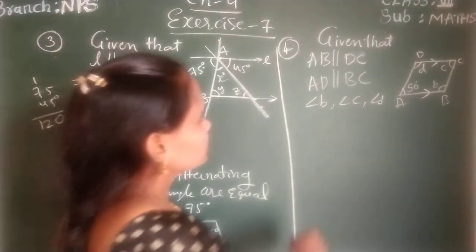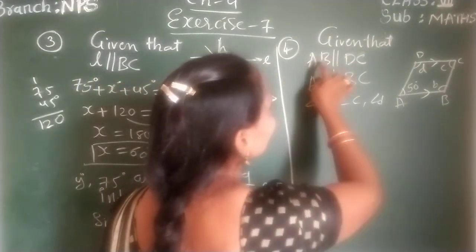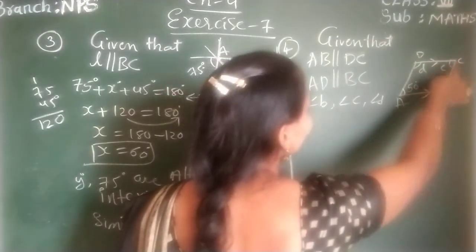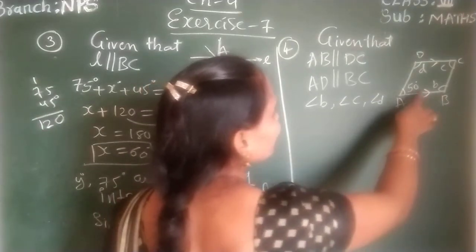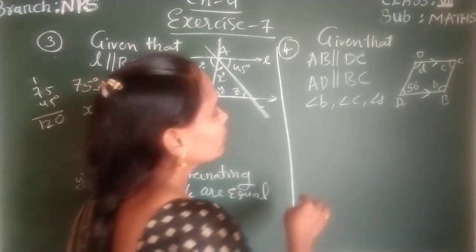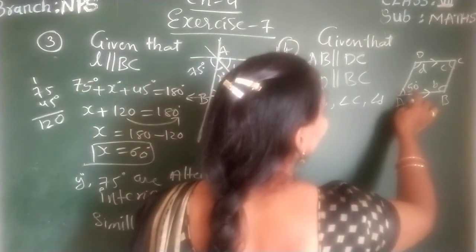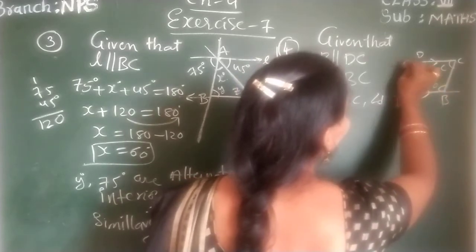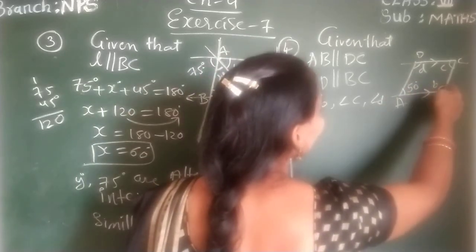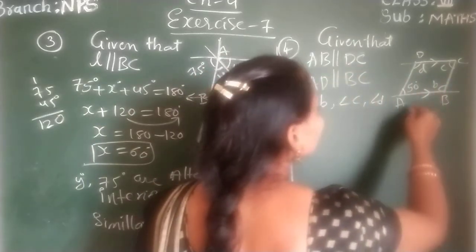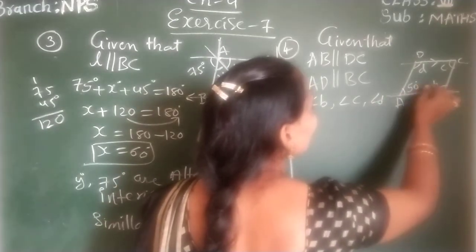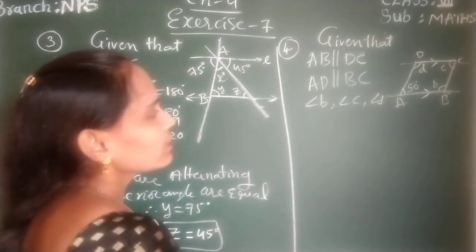Next, see here, fourth question. Given that AB is parallel to DC and AD is parallel to BC. Now we should find the angle BCD. These values we need to find out. For that, how can we do it? See here, if you extend these lines, these are two parallel lines and these two are also parallel lines. Now observe here, this is a straight line. Sum of angles on a straight line we can take as 180 degrees.